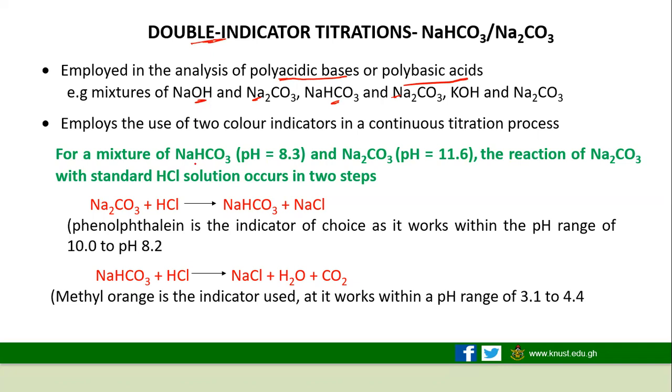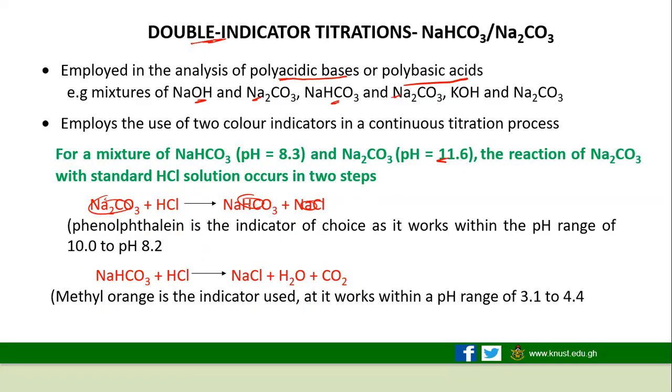Now, for a mixture of bicarbonate, which has a pH of 8.3, and carbonate, which has a pH of 11.6, the reaction with standard HCl occurs in two steps. In the first step, because carbonate has the higher alkalinity, it reacts first with HCl. It reacts fully, but only to convert the carbonate to bicarbonate. So sodium carbonate is converted to sodium bicarbonate, and we also form sodium chloride. This is the first step.